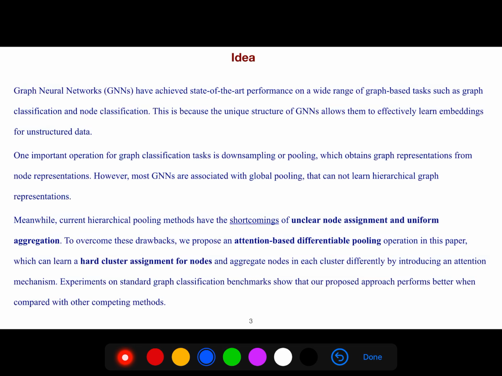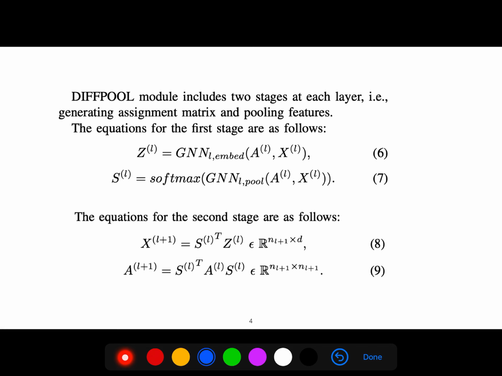To overcome these drawbacks, we propose an attention-based differentiable pooling operation in this paper, which can learn a hard cluster assignment for nodes and aggregate nodes in each cluster differently by introducing an attention mechanism. So you know that diffpool has a high computational complexity, and even for this assignment matrix you need a GNN.